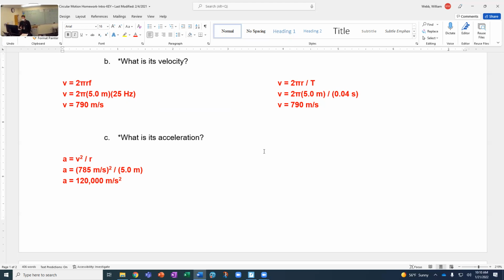And then for part C, you get an even crazier number because now you got to square that velocity. And so we end up getting 120,000 meters per second squared. That's way bigger than gravity, right?